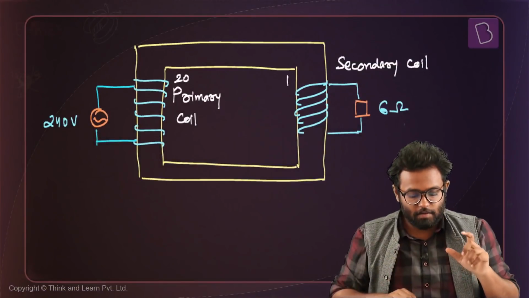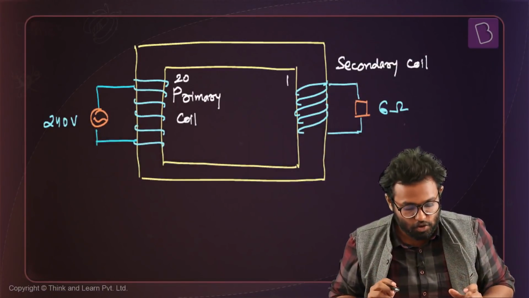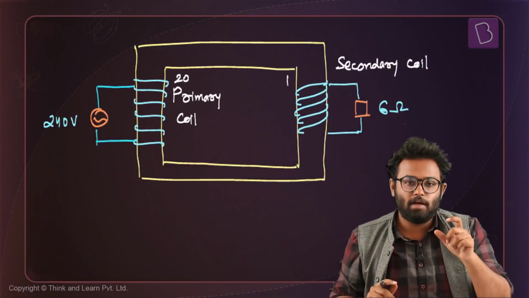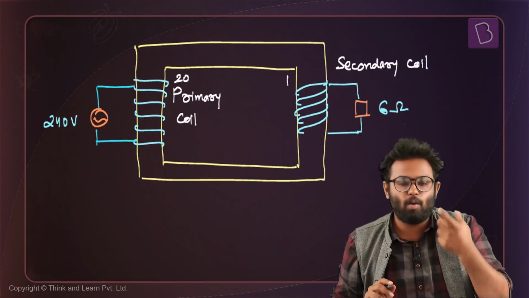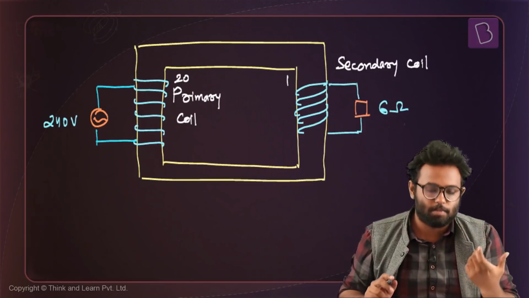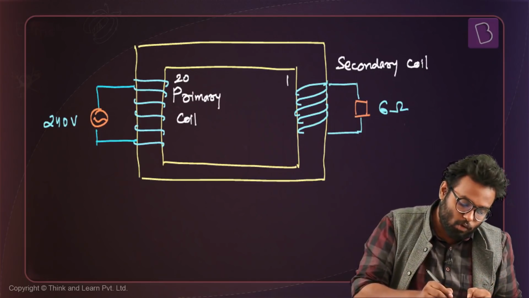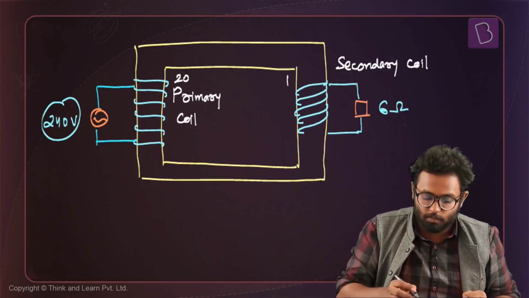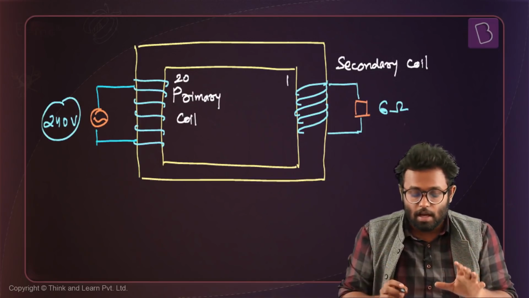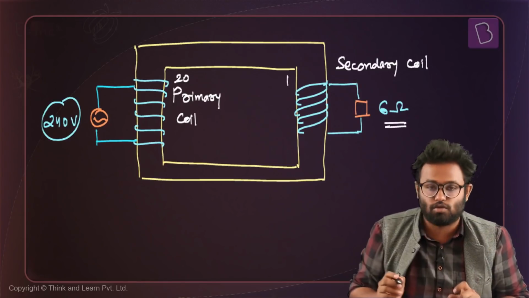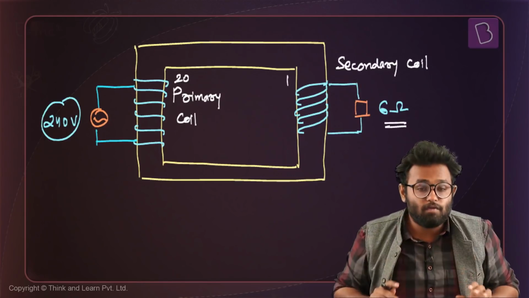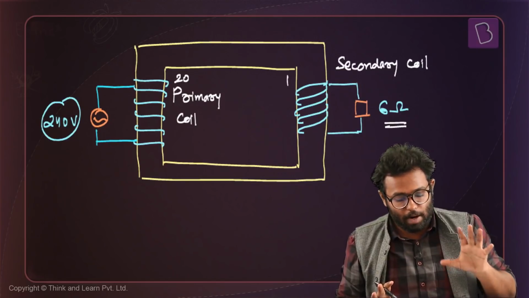So in this problem, we are given a transformer which has secondary to primary turns ratio as 1:20. That means for every 1 turn in the secondary coil, there are 20 turns in the primary coil. And the primary voltage is given as 240 volts. The secondary voltage is not given to us, but there is a resistance connected to the secondary, which is 6 ohms. That is given to us. And we have to find the current that flows through the primary.